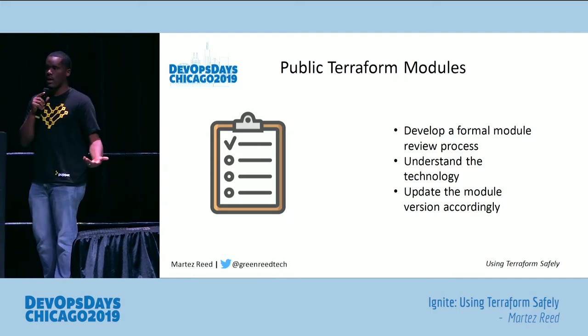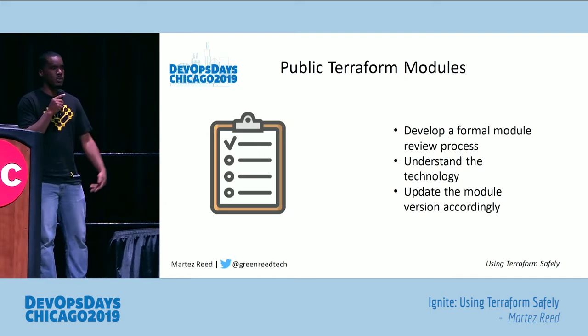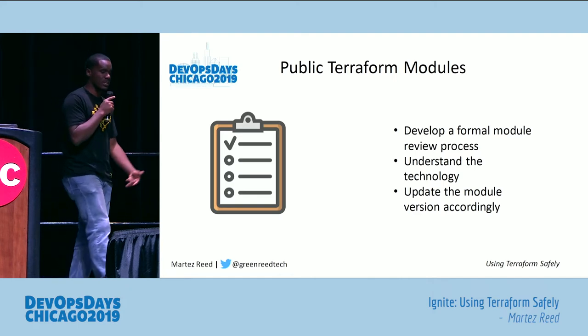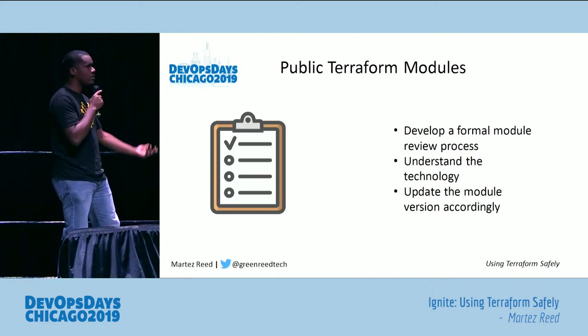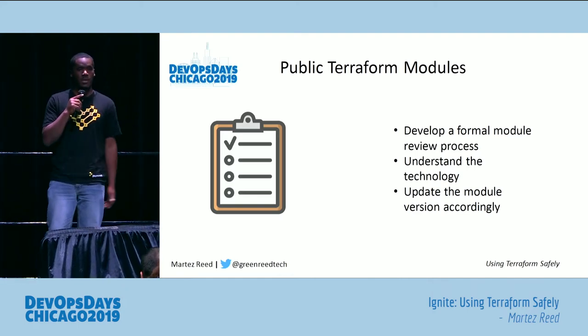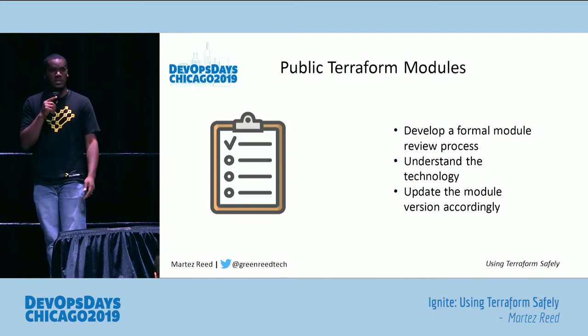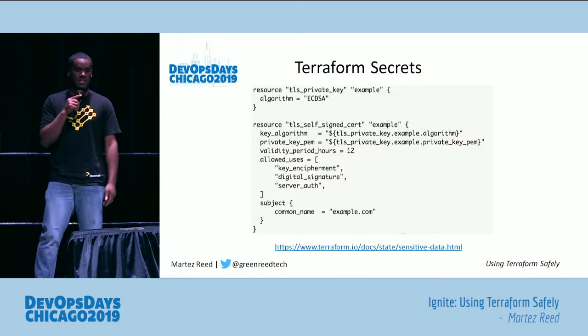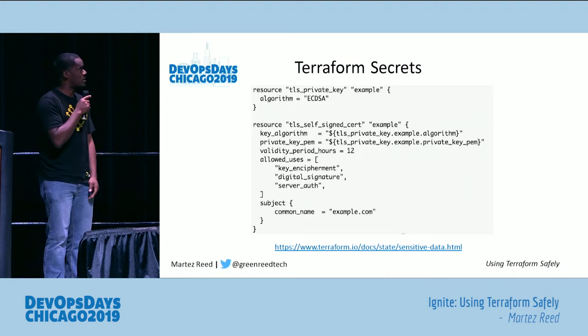So I propose a vetting process, as with any external library, to develop a formal process. Understanding the technology is the biggest one for me, and then also keeping up with changes to the module itself so that you're not pulling in something that doesn't actually make sense.